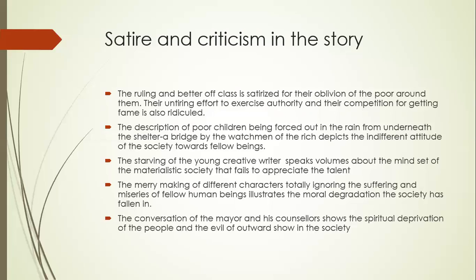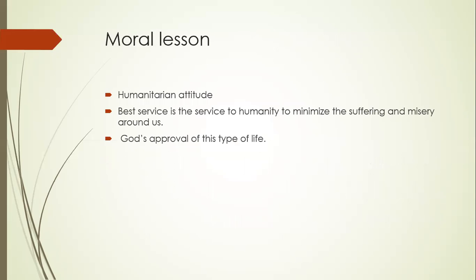Then the merrymaking of different characters, like the Queen's Maid of Honor, who is totally unaware of the economic constraints through which her seamstress is going, indicates the moral degradation of the society. And then the conversation of the mayor and the councillor about the beauty of the statue also shows that the society which pays attention to outward shows, to materialism, is bound to be an unhappy society. In such a society, only a few people could be happy, and those could be the ruling class or the people having money.